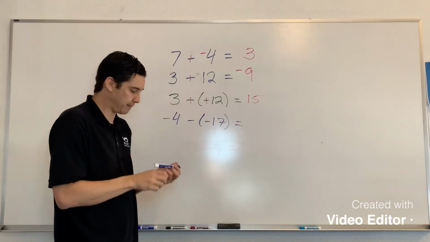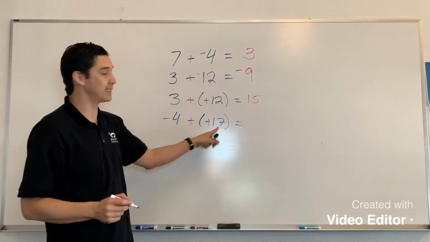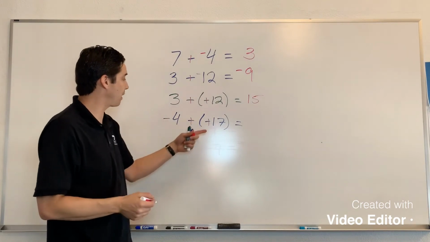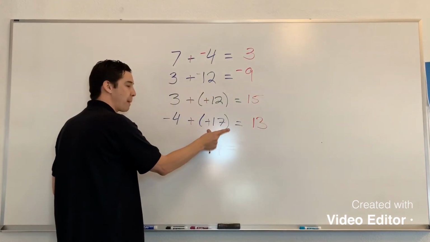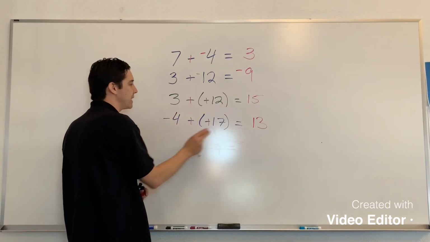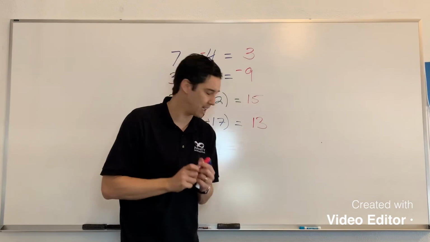What is subtraction? It's adding the opposite. Negative 4 plus 17, signs are different. We subtract, we get 13. The absolute value of the positive is greater than the absolute value of the negative, so it's a positive. Subtraction, simply adding the opposite.